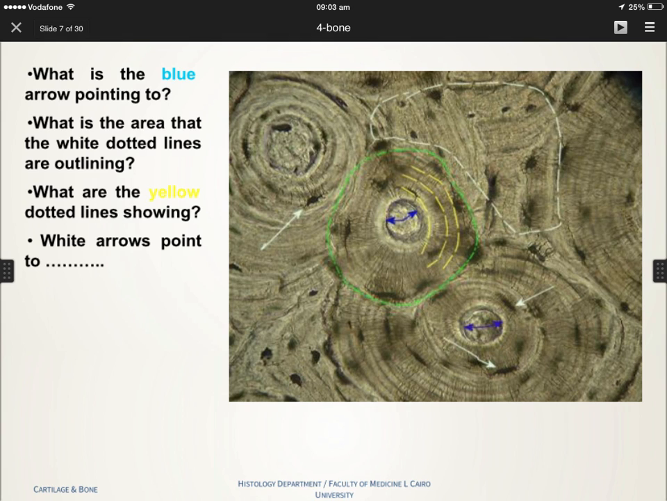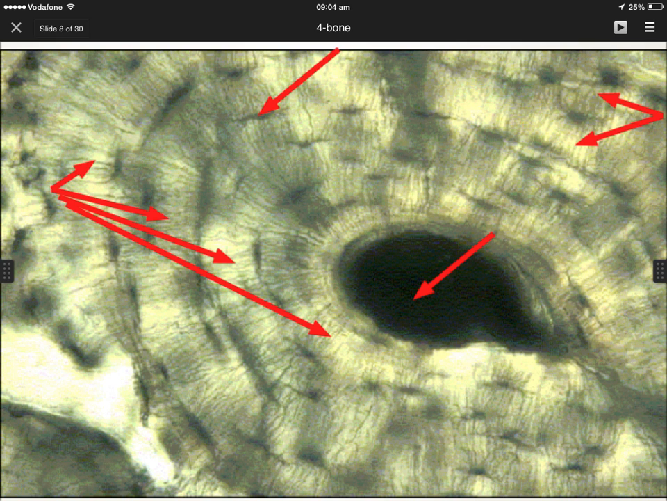What do the white arrows point to? The white arrow here points to the room occupied by the osteocyte. So this room is called lacuna. So this is lacuna, this is the Haversian canal, concentric lamellae, Haversian system or osteon, interstitial lamellae. Another nice picture for the ground compact bone. This arrow here is for the Haversian canal.